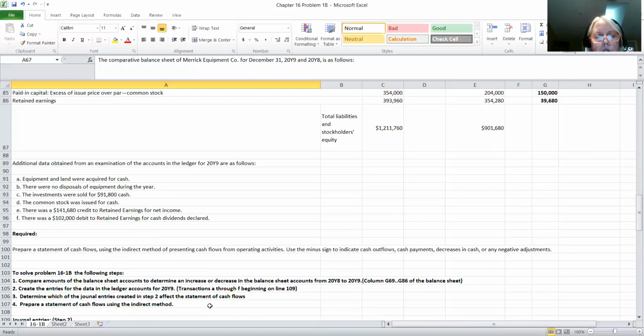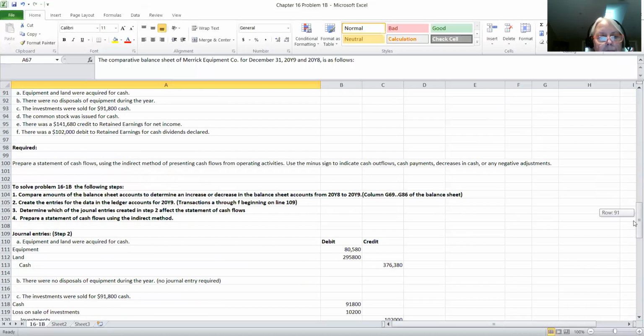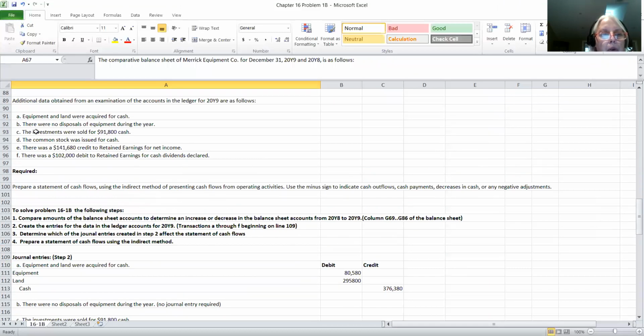Then what I would say to you is you would need to create the entries for the data in the ledger account for 2009. These are the transactions A through F, which begin on line, it says 109, but they actually begin on line 91. Oh, excuse me. I actually did the journal entries on 109, but they're coming from A through F up here. So the first journal entry was that we had some equipment and land that we acquired for cash. I copied that right here, and then I prepared the journal entry for you.